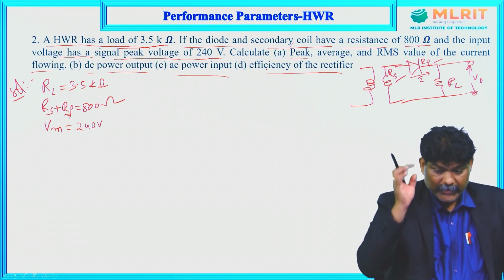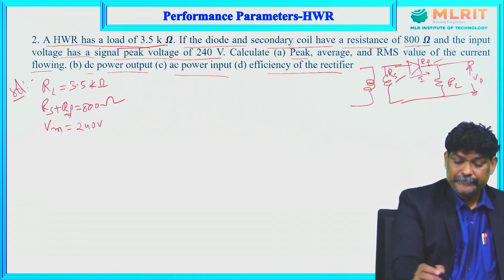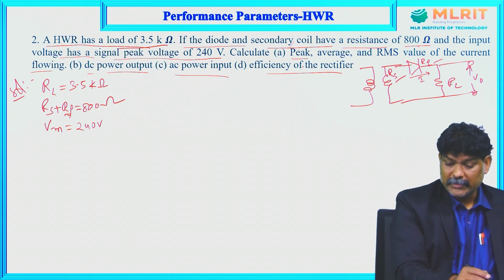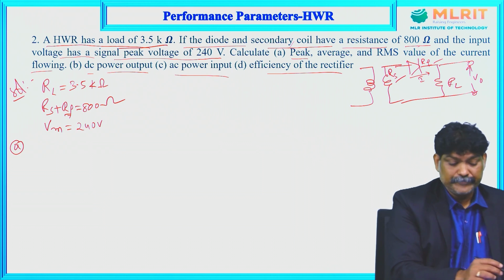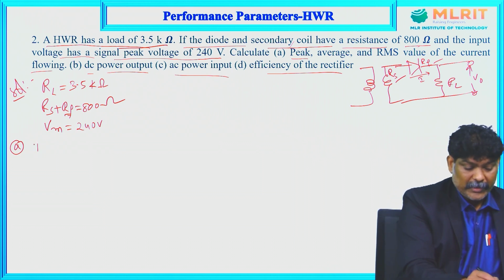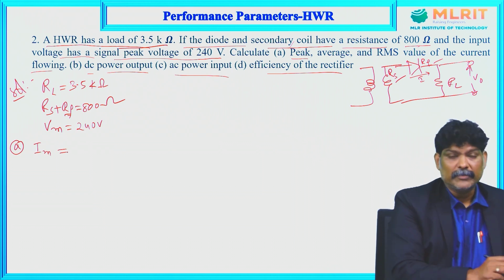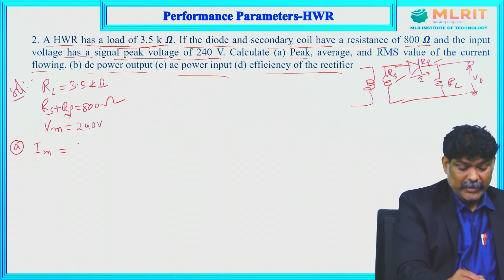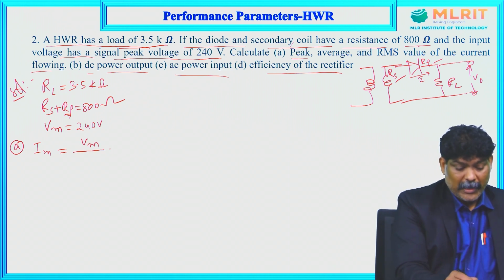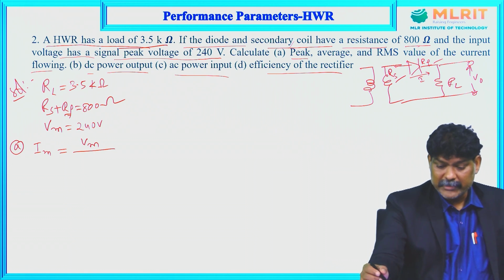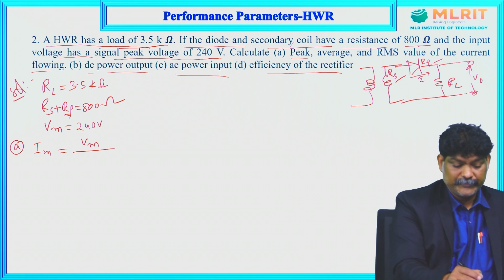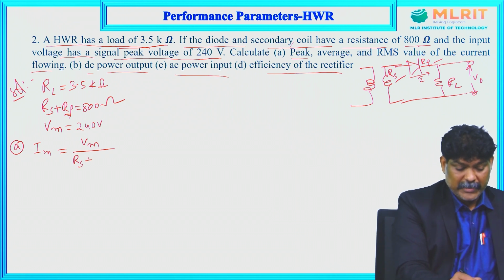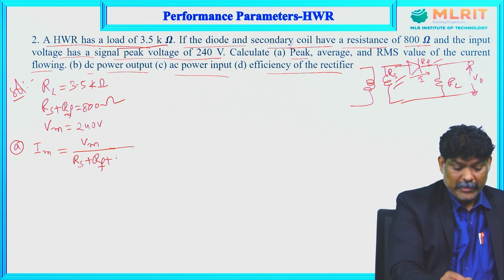Okay. So with this we can calculate peak, average and RMS currents in the A bit. Under A bit, first, peak means what? IM. So IM has to be calculated. So how to calculate IM? In this case, IM current means you have to consider all the resistances. I is equal to VM by RL. So here we have to consider RS, the secondary coil resistance, the forward resistance of the diode, and the load resistance.